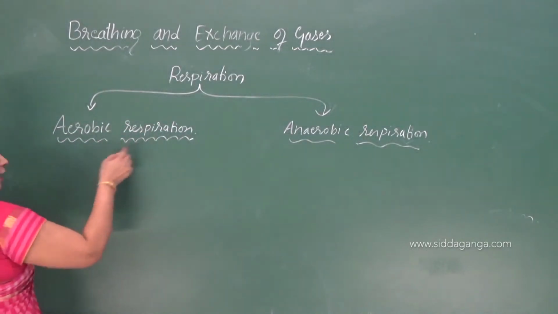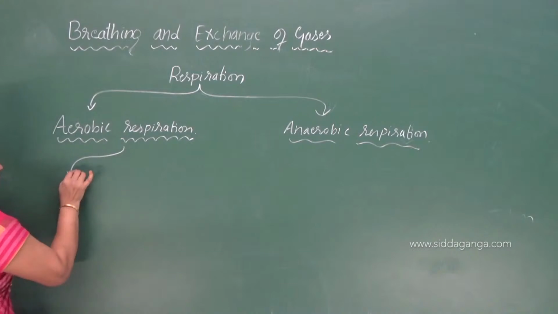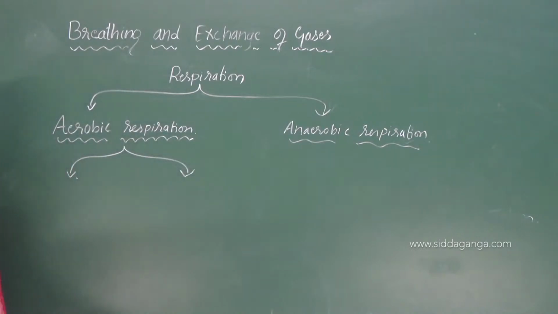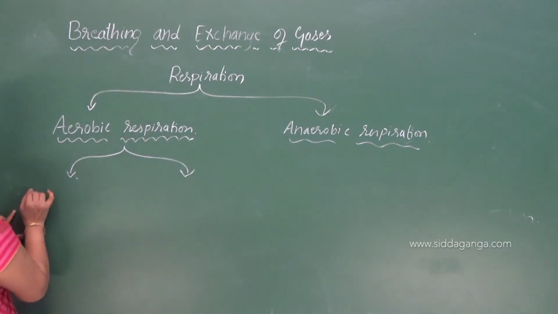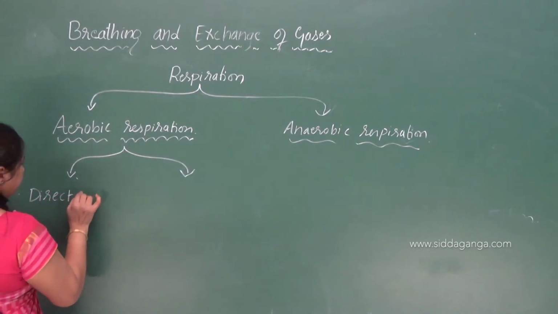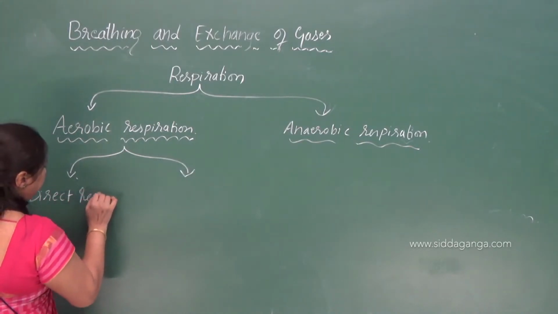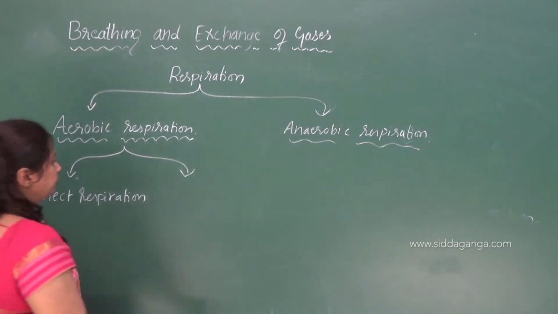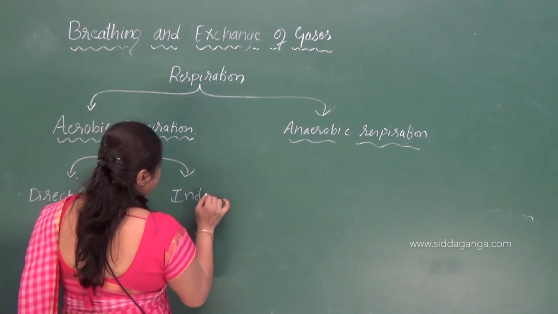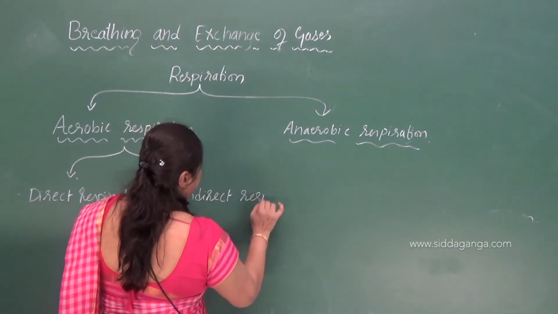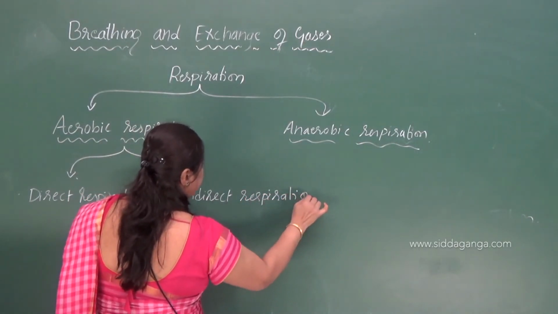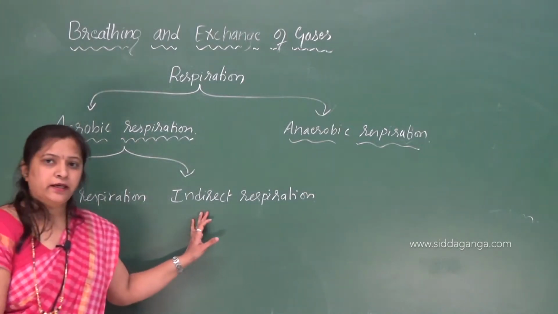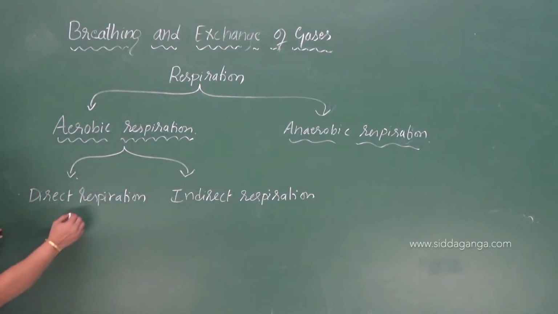Next, again in aerobic respiration, there are two types: direct respiration and indirect respiration. So in aerobic respiration, the two types are direct respiration and indirect respiration. See, direct respiration.